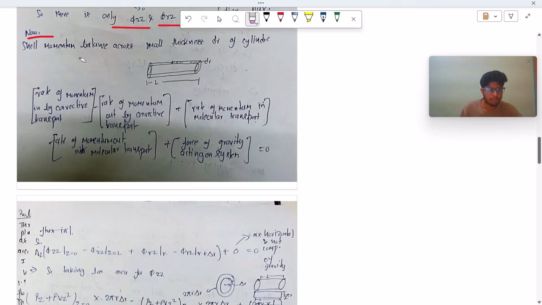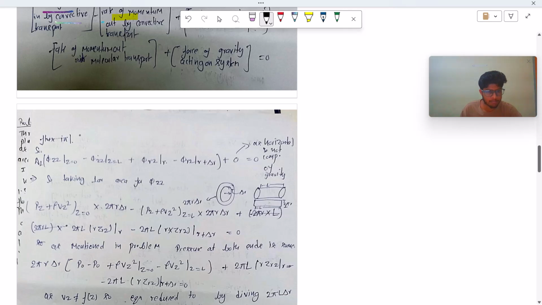So we write, first of all, what is the cell momentum balance. This is the rate of momentum in by convective transport, minus the rate of momentum out by convective transport, plus the rate of momentum in by molecular transport, minus the rate of momentum out by molecular transport, plus the force of gravity acting on the system, equal to 0. This is our cell momentum balance.